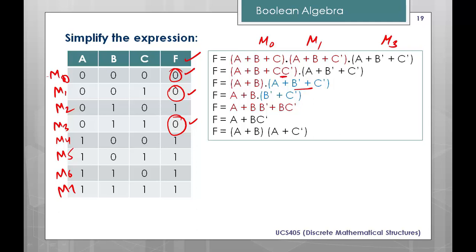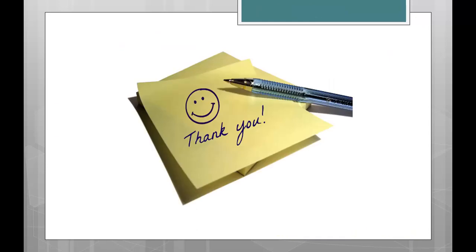Now apply the distributive law as we have applied earlier. A plus B into B bar plus C bar. A plus B B bar is 0, plus B C bar. So A plus BC bar. Ultimately we have to write the answer in the product of sums form, that is A plus B into A plus C bar. So that's all about the product of sums form.